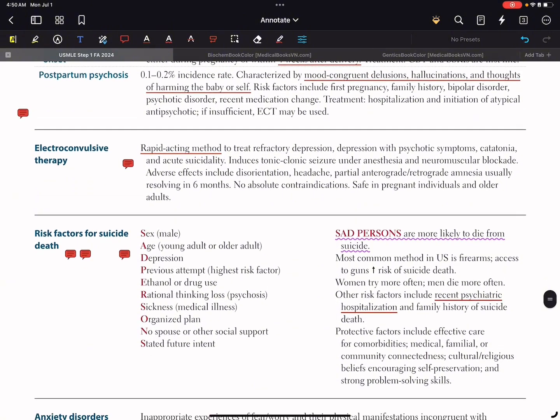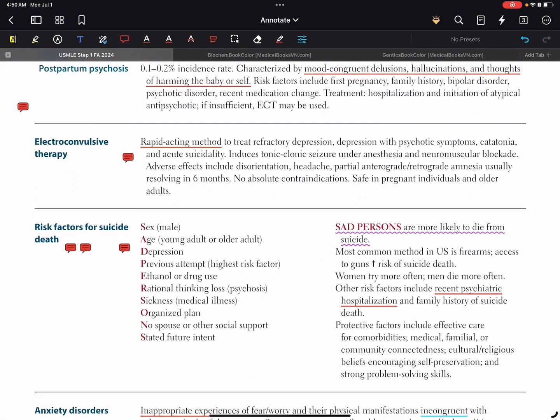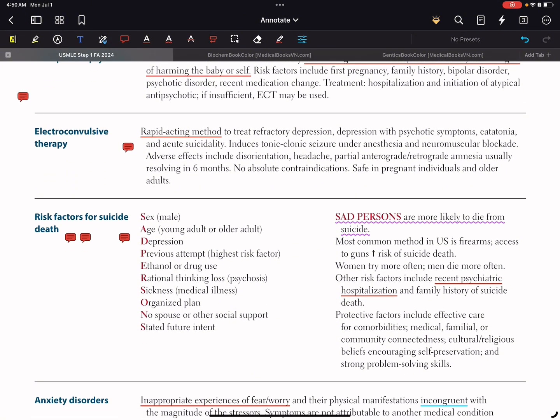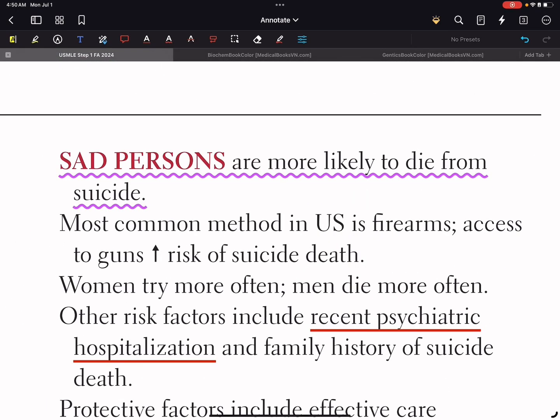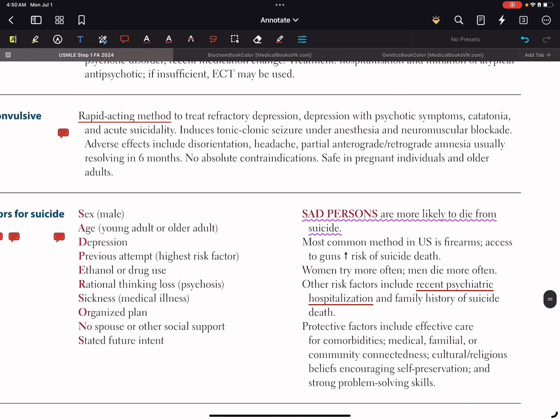S for sickness, medical illness. O for organized plan. N for no spouse or other social support. S for stated future intent. The most common method in the US is firearm. Access to guns increases risk of suicide death. Women try more often, men die more often. Other risk factors include recent psychiatric hospitalization and family history of suicide death.